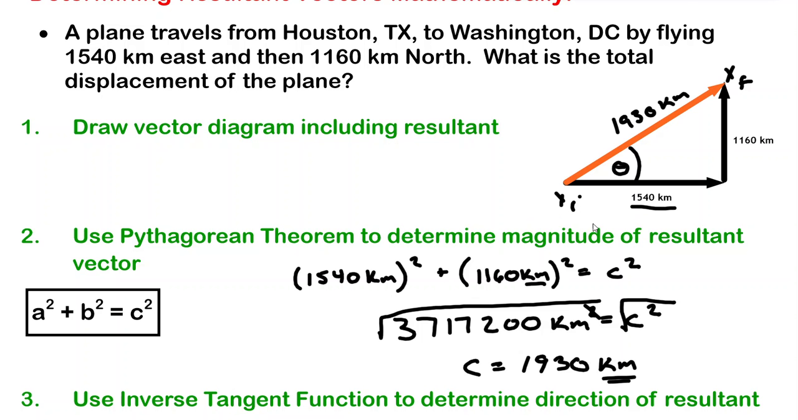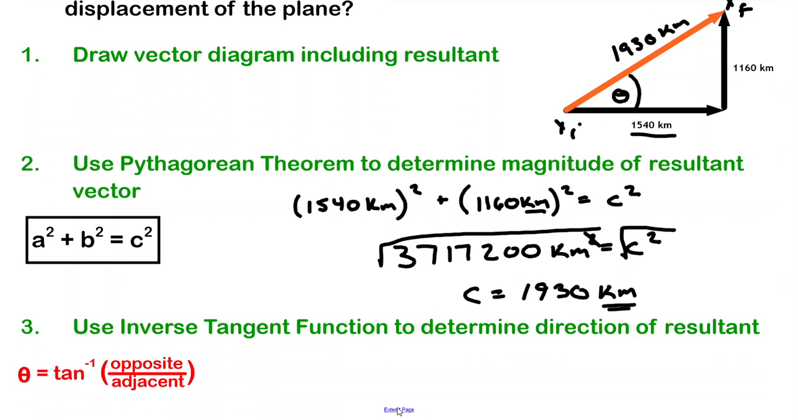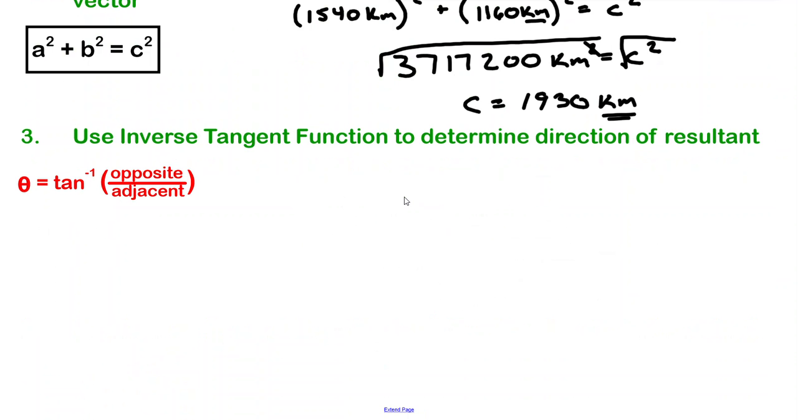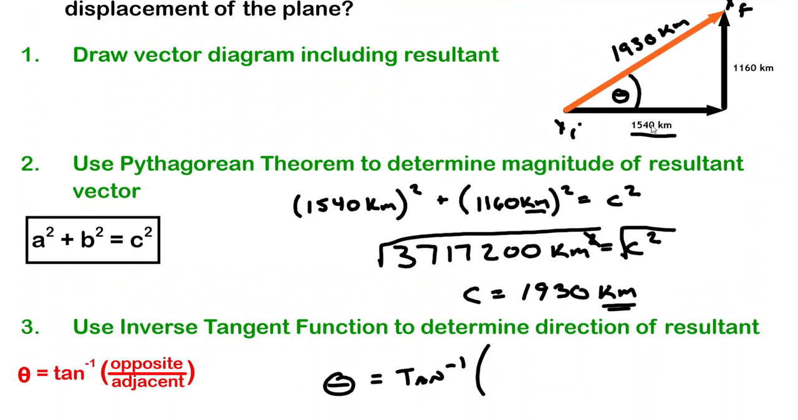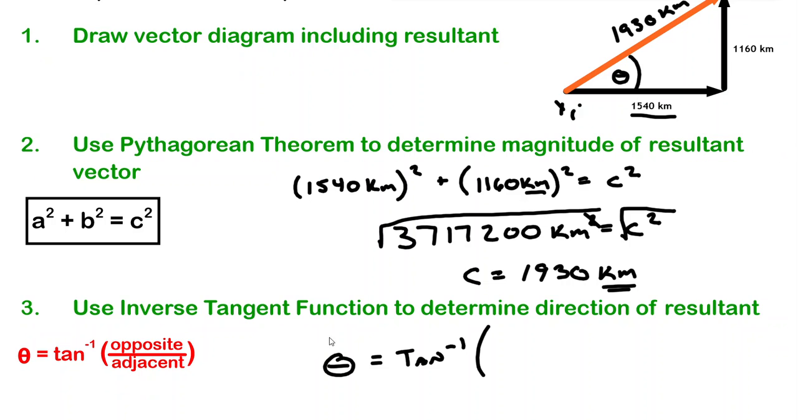Okay, but we need that angle to fully describe it, so we would use the inverse tangent function to determine the direction of the resultant. So theta is going to be equal to tangent inverse of, and now we've got to look at our triangle, and this is why having a drawing helps. What is opposite and what is adjacent? Since this is my angle, opposite is going to be 1,160 kilometers. And then adjacent is going to be 1,540 kilometers.